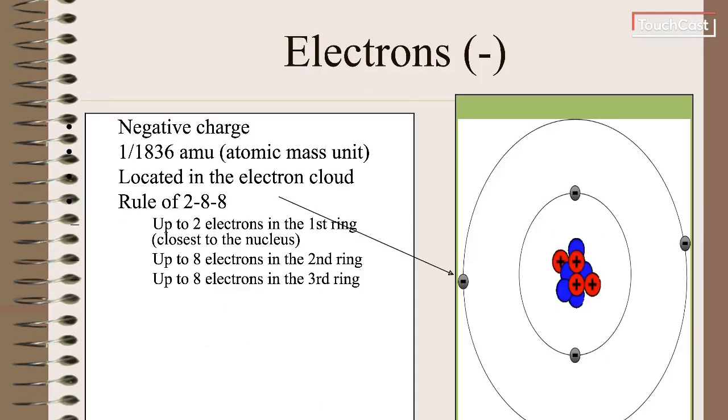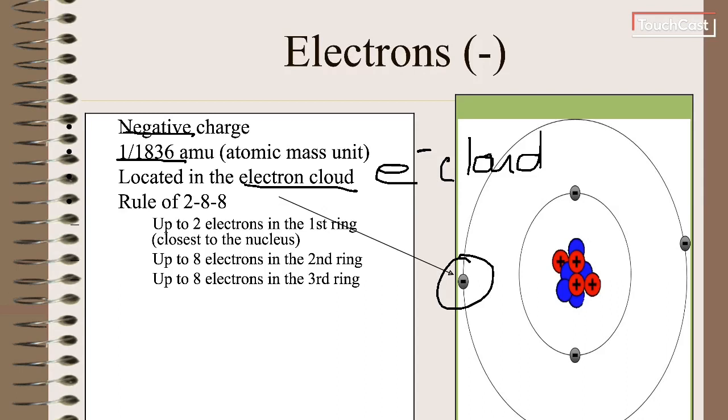All right, your next question asks you, what are your electrons? Well, your electrons are these guys right here. Bill Nye said they're spinning around the nucleus. They have a negative charge. They have a mass of 1 over 1,836 AMUs, and they're located in the electron cloud. And a lot of times you'll hear me abbreviate it the E- cloud.